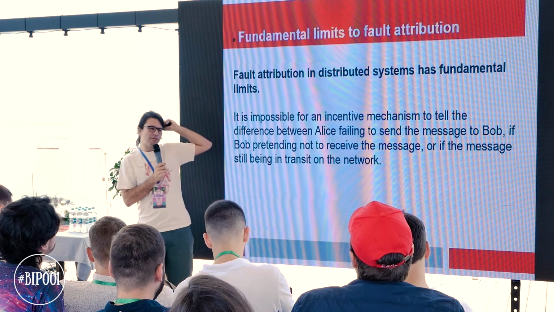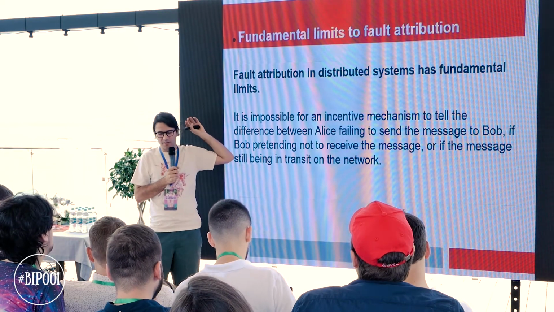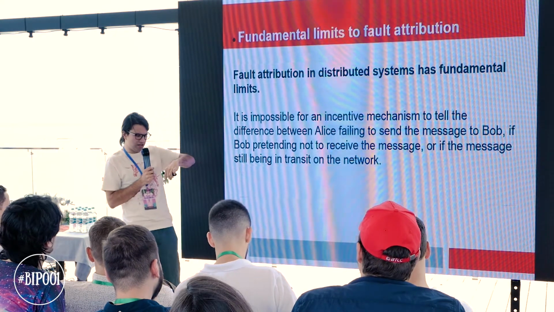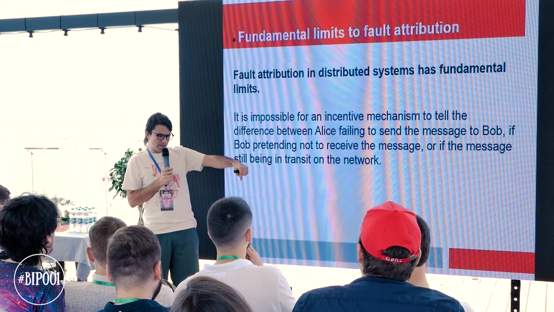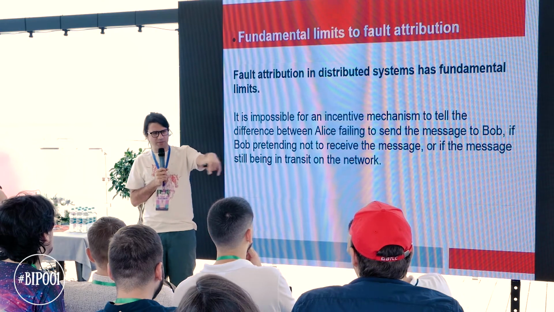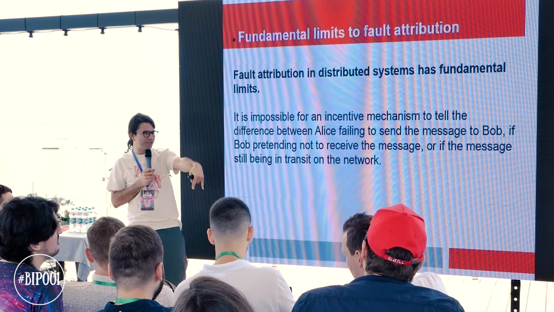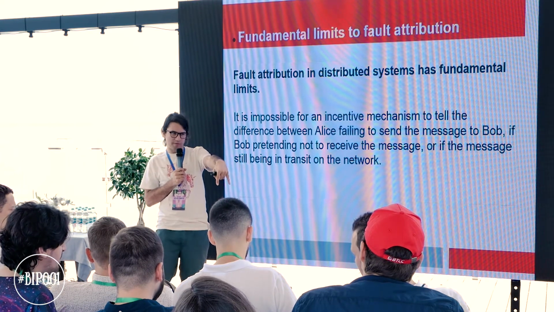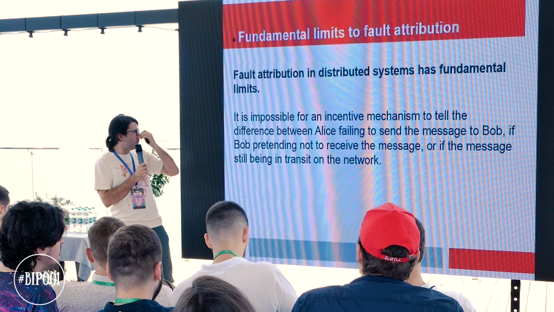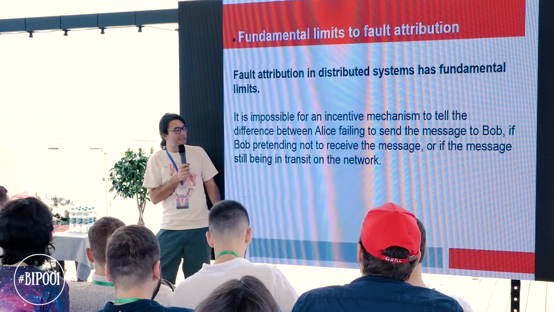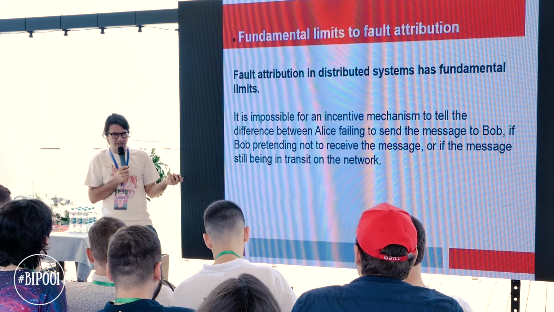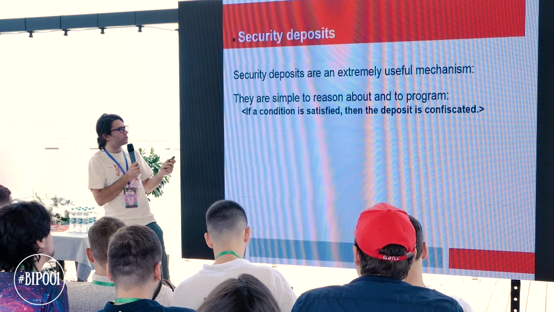There are fundamental limits to fault attribution. Basically, in a distributed system, it's really hard for a process sitting here to know whether an apparent message that failed to get from Alice to Bob was because Alice failed to send it, because Bob pretended not to receive it, or because it's still in transit. Those are indistinguishable from the point of view of this third process that's observing the setting. So in distributed systems, there are fundamental limits to the attribution of faults, and this is going to be interesting for our context, because we are in a distributed system context.